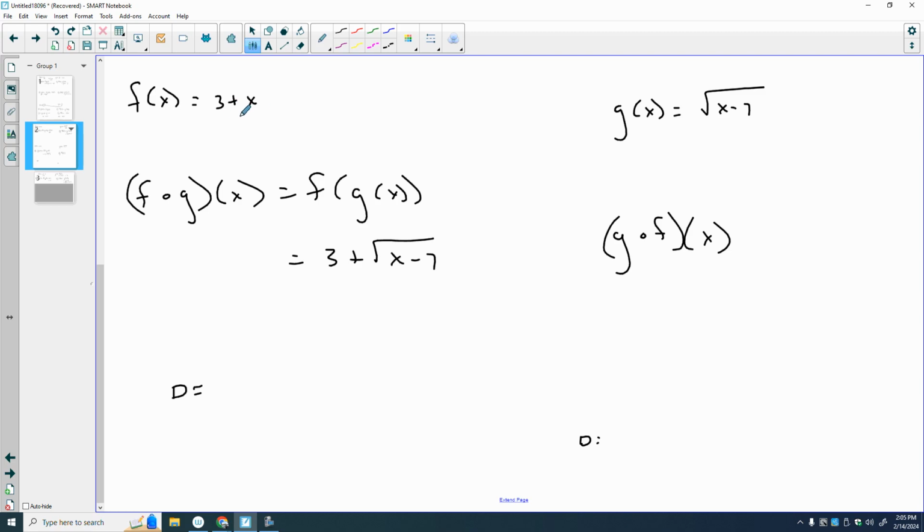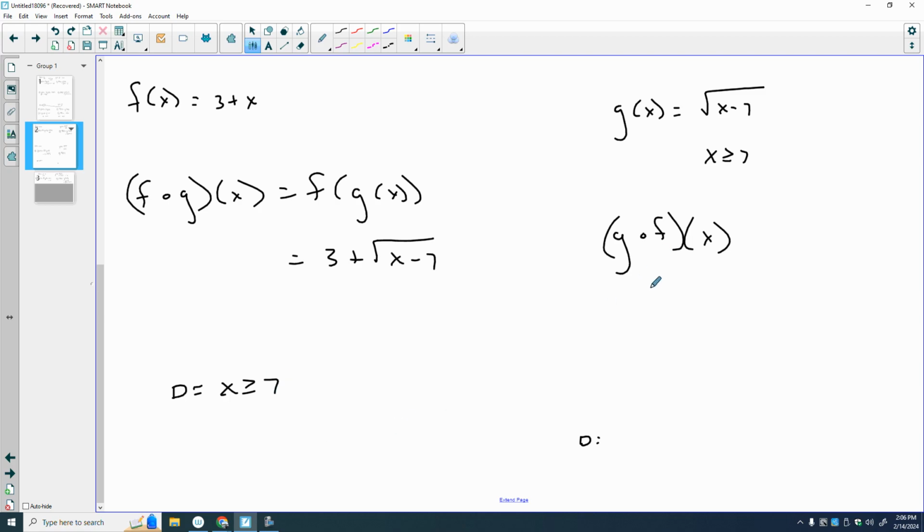Well, this one has no restrictions, and this one does have a restriction that x has to be greater than or equal to 7, right? This has to be positive. So x needs to be greater than or equal to 7. Same here. This has no restrictions, so the only restrictions would be whatever g has restrictions on. And so my domain is x greater than or equal to 7.